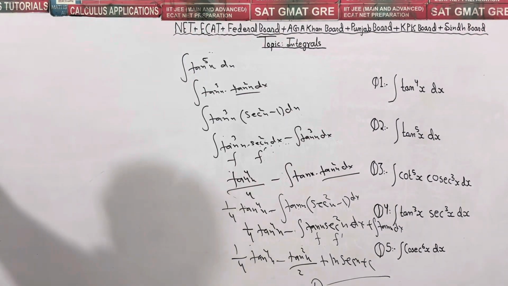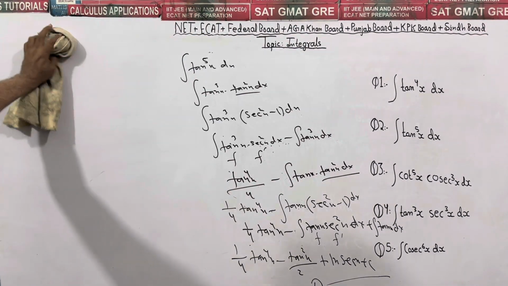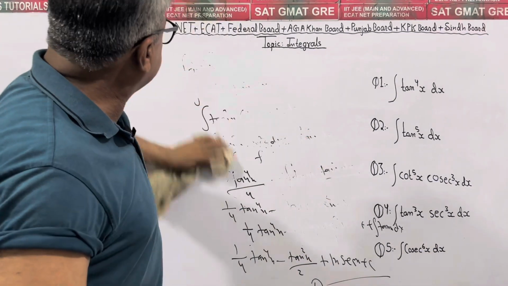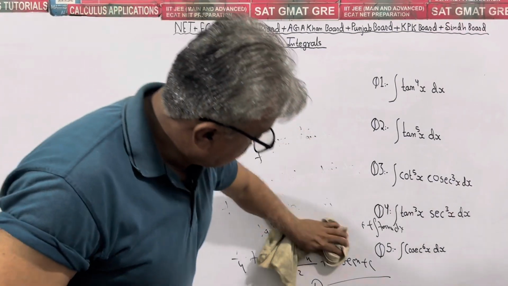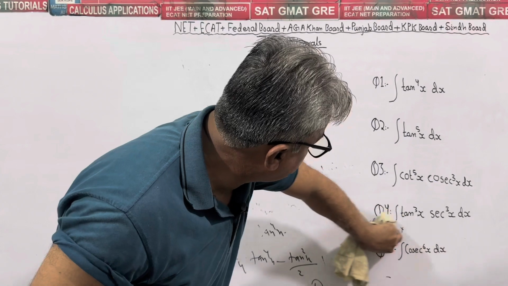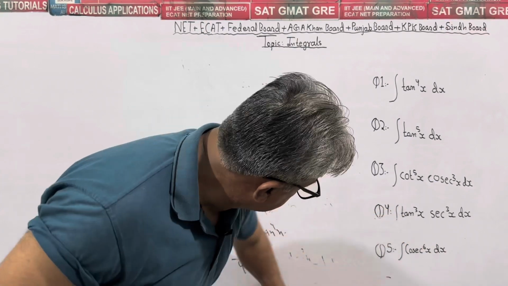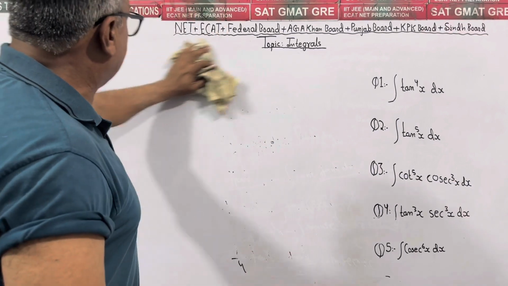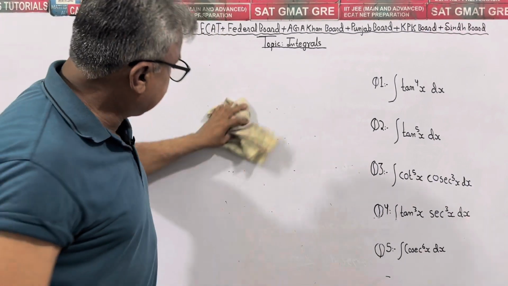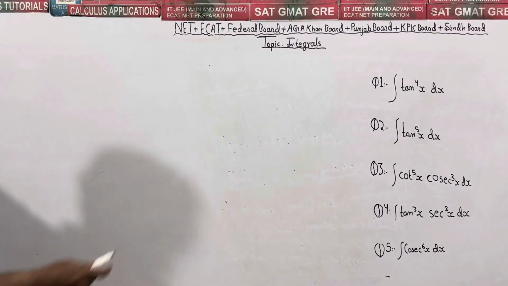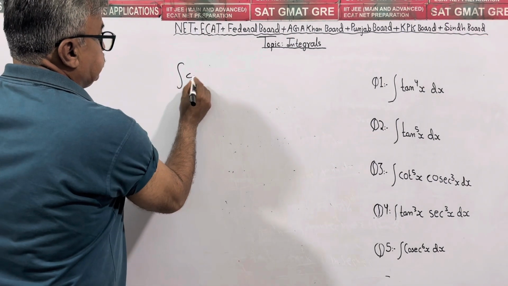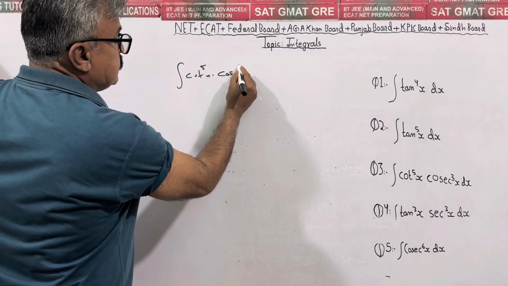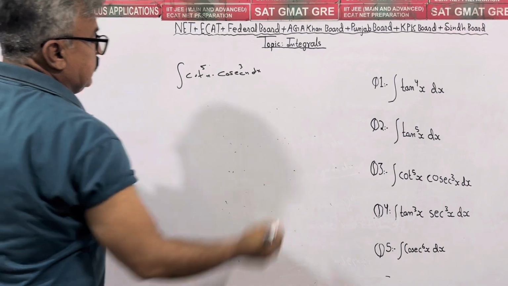Okay, cool. Let's see collective powers of cot and cosec. We have cot raised 5x times cosec cube x dx. A really good question. Both are odd. Cot raised 5x times cosec cube x dx.